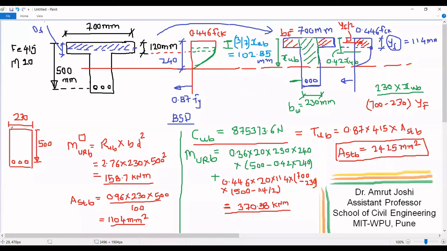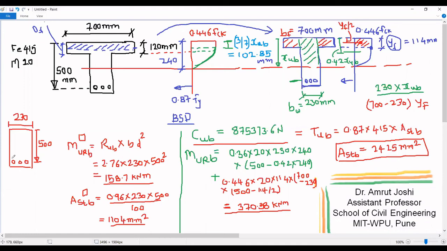So I am considering the rectangular cross section with width equal to 230 mm, which is equal to the width of web or width of beam in this flange section, and the effective depth is equal to 500 mm. Now, moment of resistance of this rectangular section turns out to be RUB into BD square. For M20 and Fe415, we have RUB equal to 2.76. So it is 2.76 into 230 into 500 square, which turns out to be 158.7 kilonewton meter.